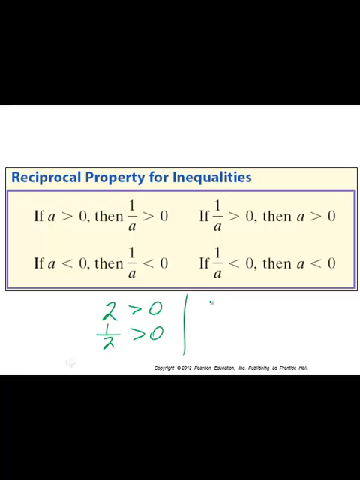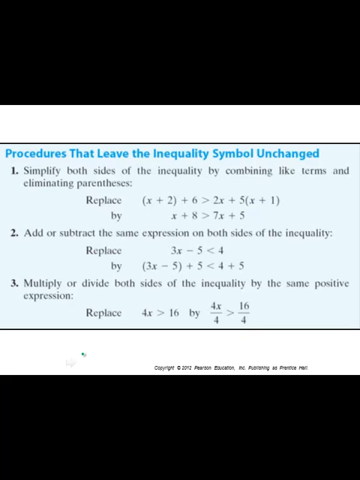However, we know that negative 3 is less than 0. If you were to take reciprocals of both sides, we know that negative 1/3 is still less than 0. So if you have an inequality where 0 is on one side of the inequality, then taking reciprocals of both sides preserves that direction of inequality.